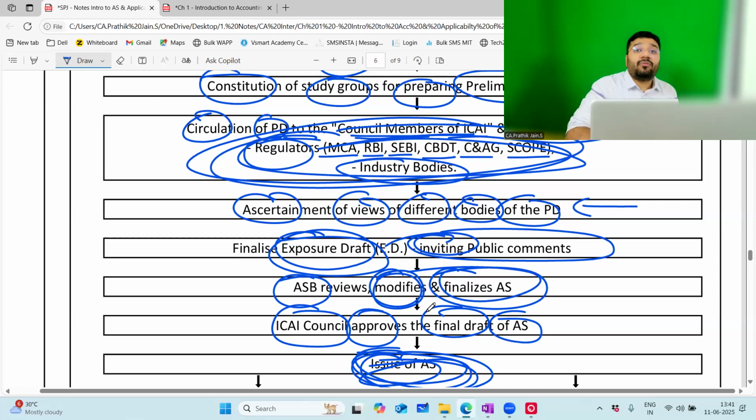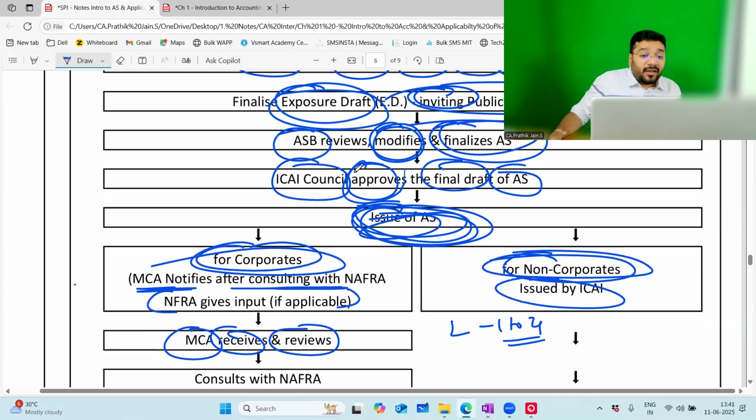But if you want the accounting standard to be made applicable to corporates, then you need the approval of MCA. So in this case, ICAI will recommend this accounting standard. The AS which is approved by ICAI is recommended to MCA for MCA's approval. MCA will not give the approval just like that. They will consult NFRA. NFRA will review and give their own feedback. Accordingly, they'll modify. Only after everything has been satisfactorily done, based on the input given by MCA and NFRA, then MCA will notify this under the Companies Rules.